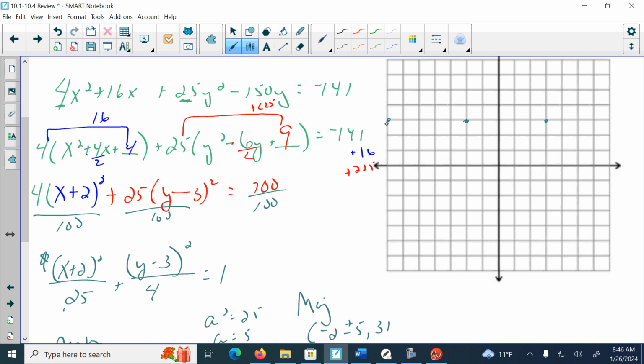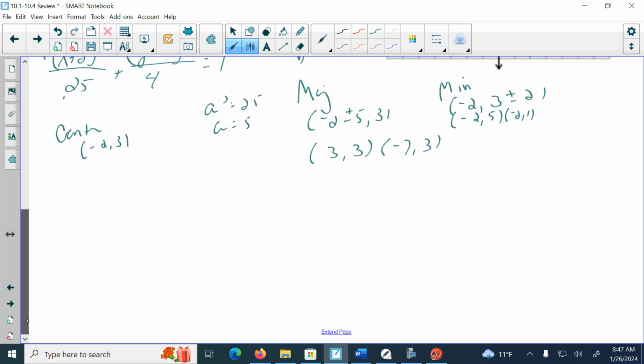And do the minor vertices, because I have to graph them, so I might as well do them. I'm going to leave the x coordinate alone, so I'm going to leave that -2 alone. And then I'm going to take the y coordinate, which is 3, and add or subtract. Well, b squared is 4, which means b is equal to 2. So I'm going to have -2, 5, and -2, 1. So here's my ellipse.